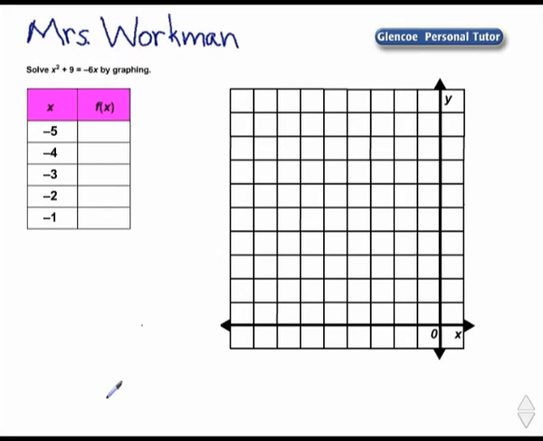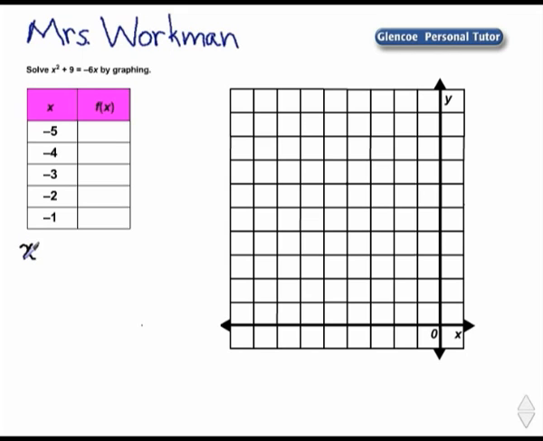Solve x squared plus 9 equals negative 6x by graphing. X squared plus 9 equals negative 6x is a quadratic equation. The strategy we're going to use is to look at the graph of its related quadratic function, because we remember that the x-intercept or x-intercepts of a quadratic function are also the solutions of its related quadratic equation. Now, let's get started, and it'll become a little bit clearer as we work through.